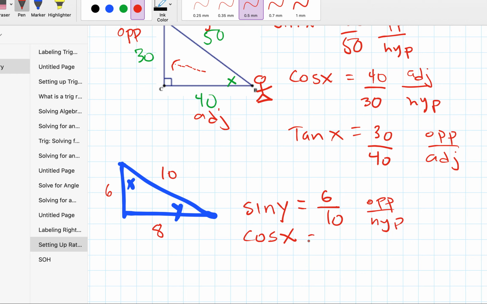Cosine would be angle x we're using. So the opposite would be, cosine is, again, I'm making that mistake, adjacent over hypotenuse.